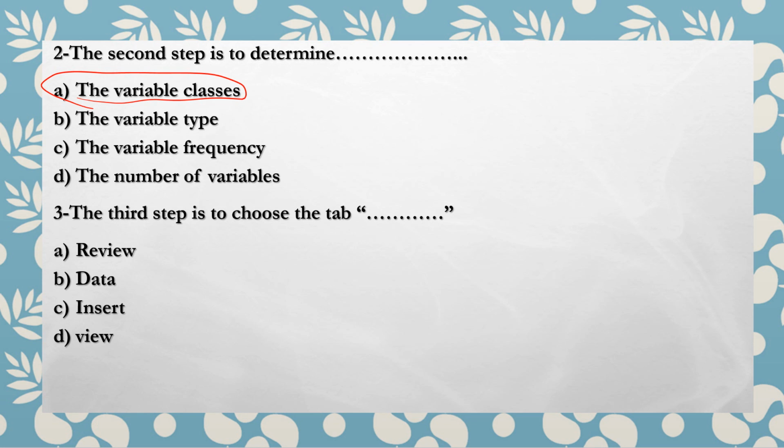Then the third step is to choose the tab: review, data, insert, or view. The third step is to go to the data tab in order to complete the process of making the frequency table. So again, the first step is to code the qualitative data. The second step is to clarify the variable classes for Excel. The third step is to go to the data tab, so you can choose the statistical technique that you will use to make the frequency table.